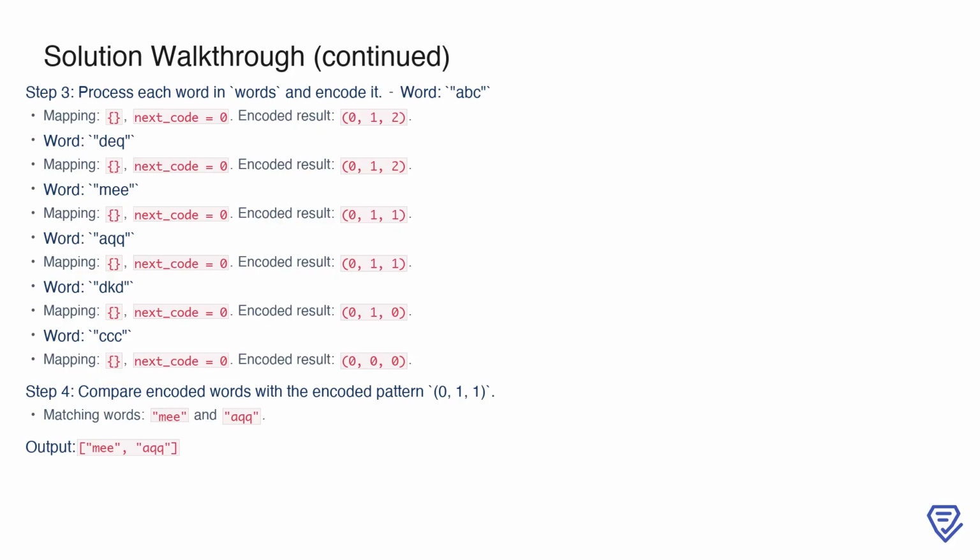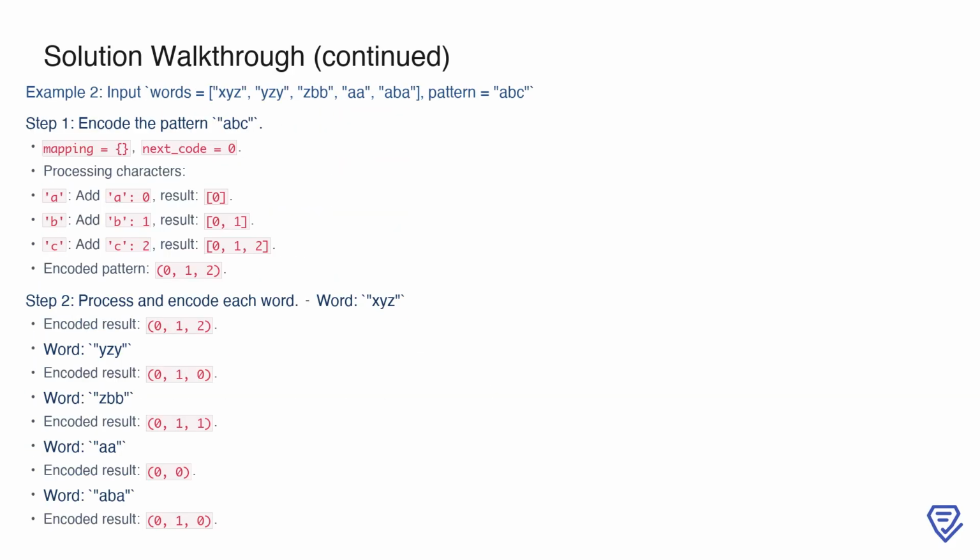When E is encountered again, we reuse the mapping, giving 0, 1, 1. The word ACK is encoded similarly, resulting in 0, 1, 1. For DKD, we assign 0 to D, 1 to K, and reuse 0 for the second D, giving 0, 1, 0. Finally, for CCC, all characters are the same, so we map Z to 0 repeatedly, resulting in 0, 0, 0. Now, we compare each encoded word with the encoded pattern 0, 1, 1. The matching words are me and ACK, so the output for this example is me, ACK.